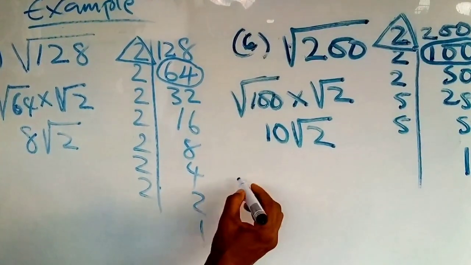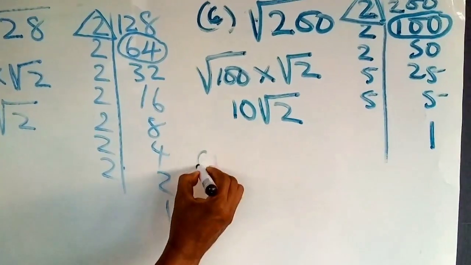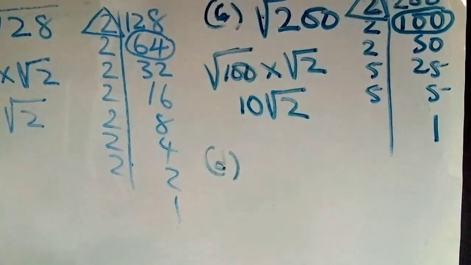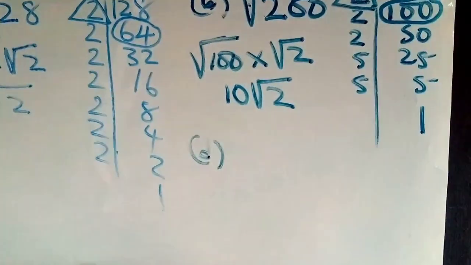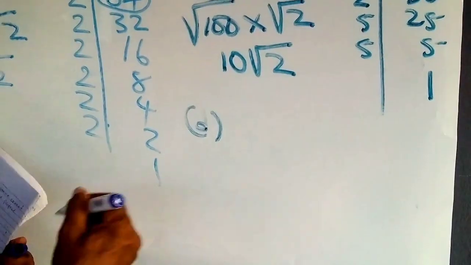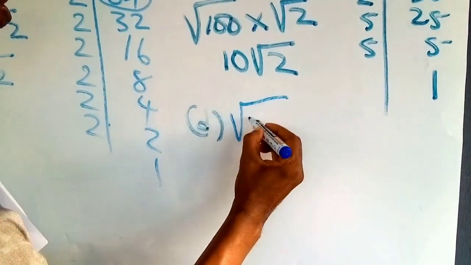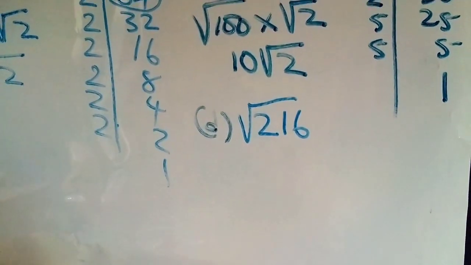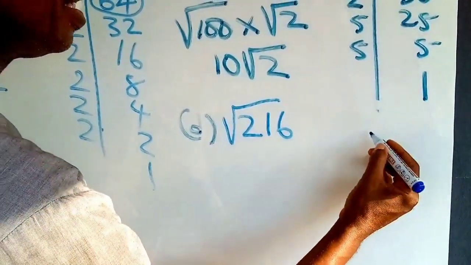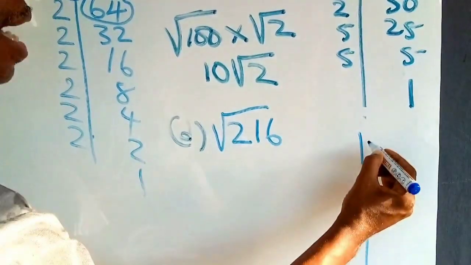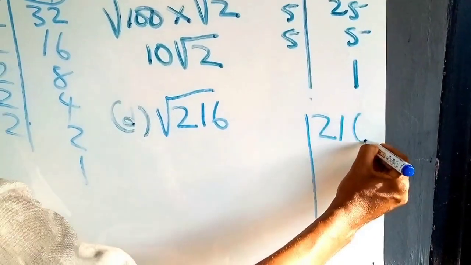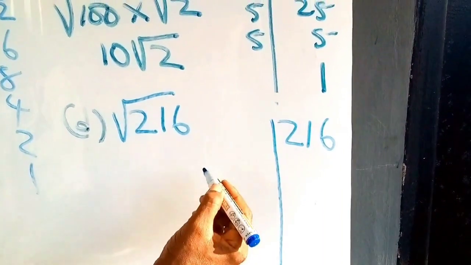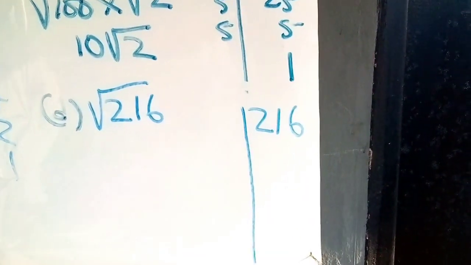Now, let me take another number that may look so big and say, wow, can I do this? You can do it. Look at this number, surd 216. So, wow, 216. Let's try. The same method. All right, 216. 2 can divide, is it possible? Yes, 2 can divide it.